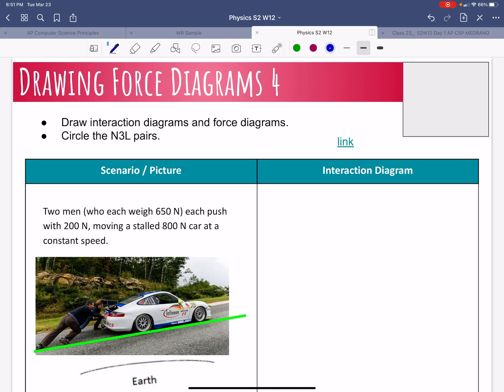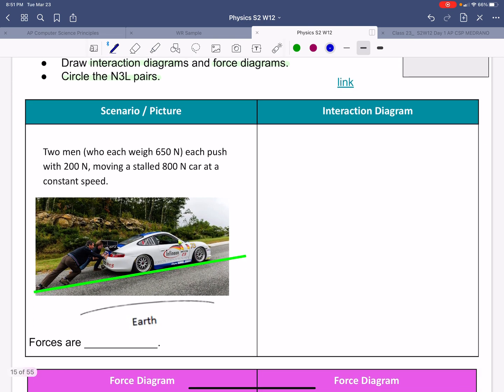So this is drawing force diagrams number 4. And what we're looking for here is that we're drawing an interaction diagram, we're drawing some force diagrams, and we're also making sure to circle all our Newton's third law pairs. All right, so let's go ahead and get started.